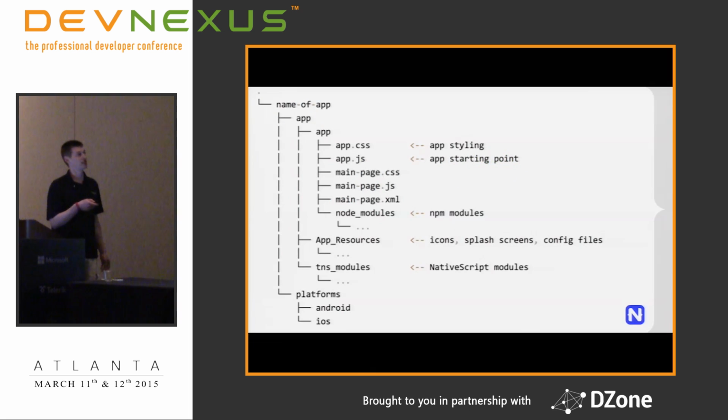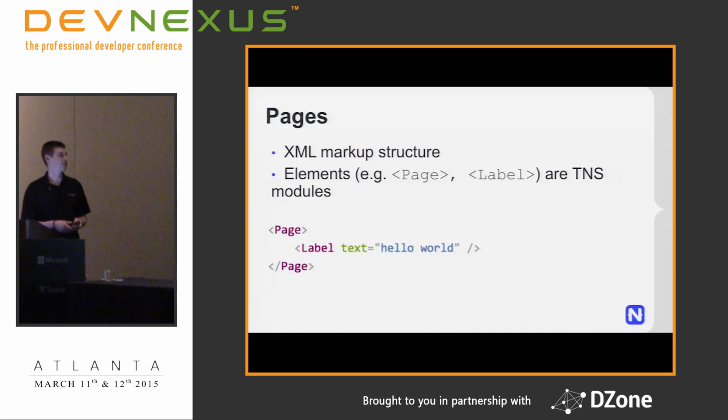Now, the thing to note is, notice how main page has 3 files here: a .css file, a .javascript file, and a .xml file. NativeScript very much believes in the separation of concerns principle, or that you should have separate places to put different units of your app: the styling in the CSS file, the logic in the JavaScript file, and your UI declaration in your XML file. And I'll go through each of those sequentially, starting with XML.